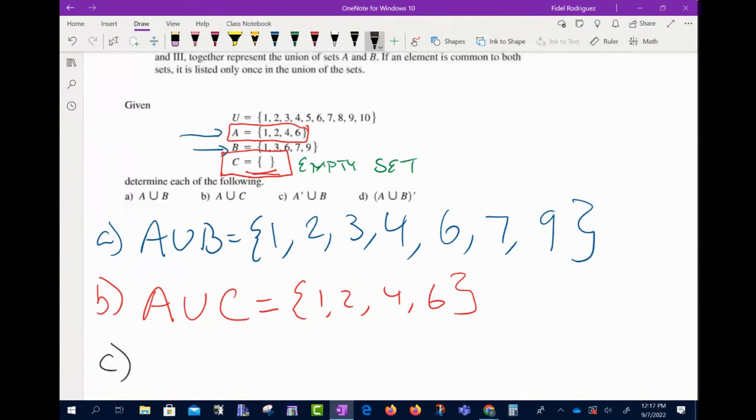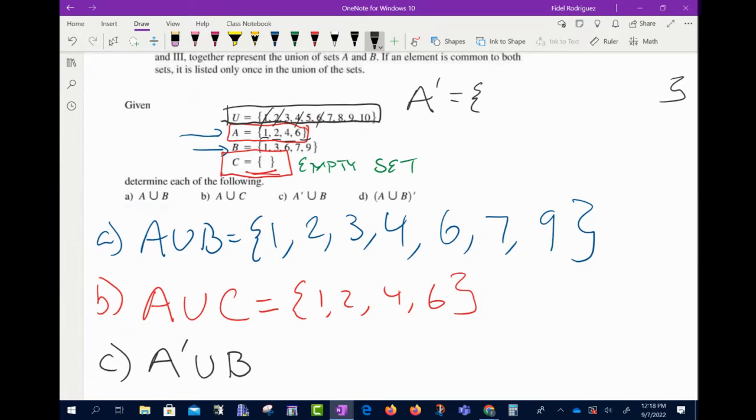All right, let's do part C. So part C, y'all, says we need to find A complement union B. So just like we did before, y'all, the first thing I want us to do is to find A complement. So remember, the way I'm going to find A complement is I'm going to look at my universal set, and I'm going to pick numbers that are in that set, but I don't want the numbers 1, 2, 4, and 6. I don't want to use those numbers. So look, I'm going to scratch those out. 1, 2, 4, and 6.